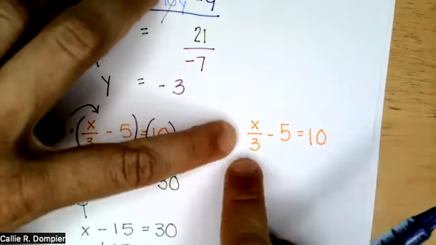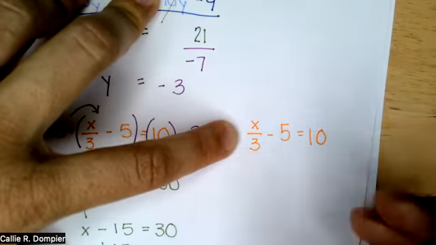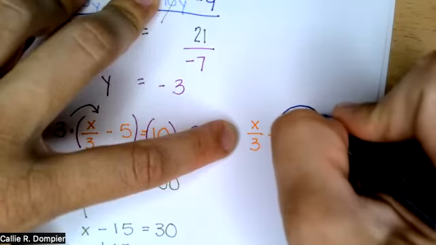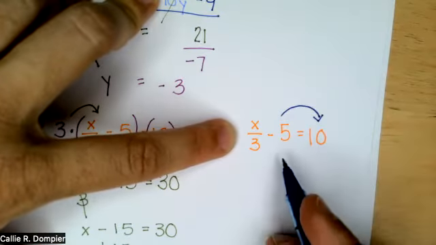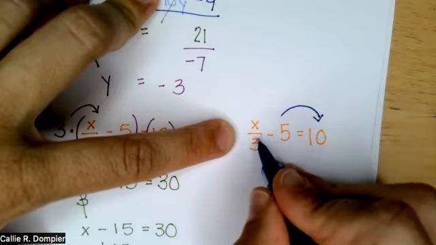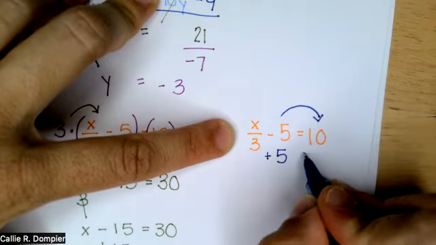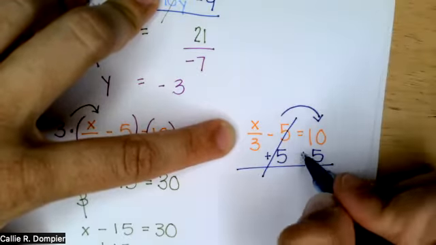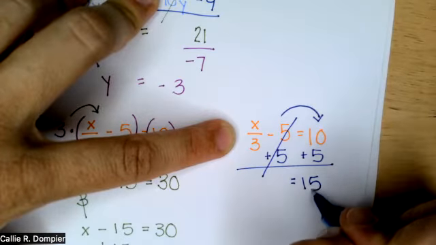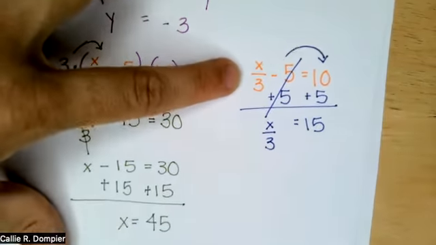So here, this is a fraction, but I know I can move this 5 right now, right? I might not know what to do with the fraction, but I know that I can get rid of that 5. So x over 3 minus 5 equals 10. Add 5. Add 5. Now that's gone. That's 15, and that's just still x over 3.